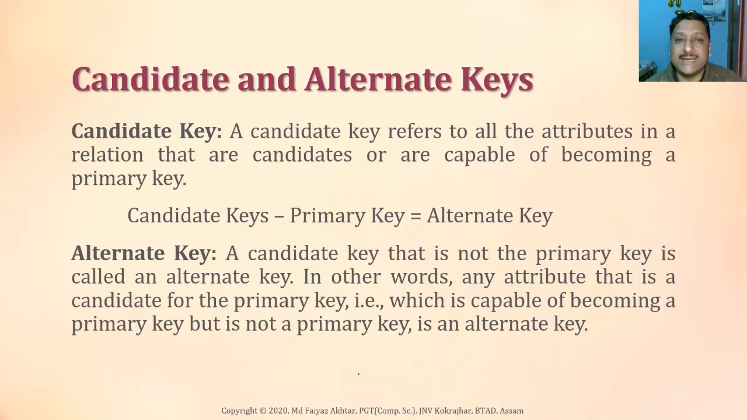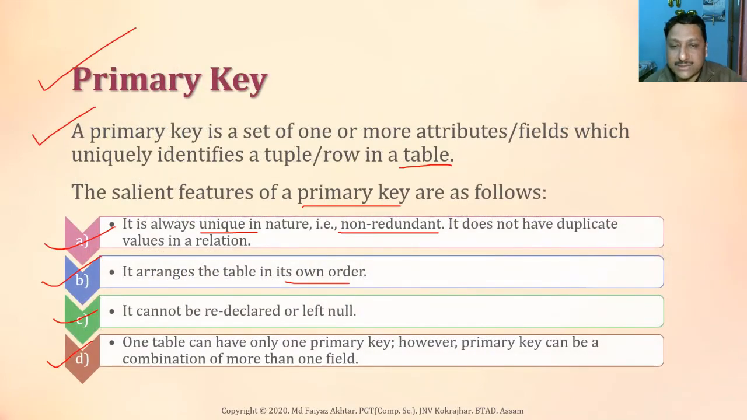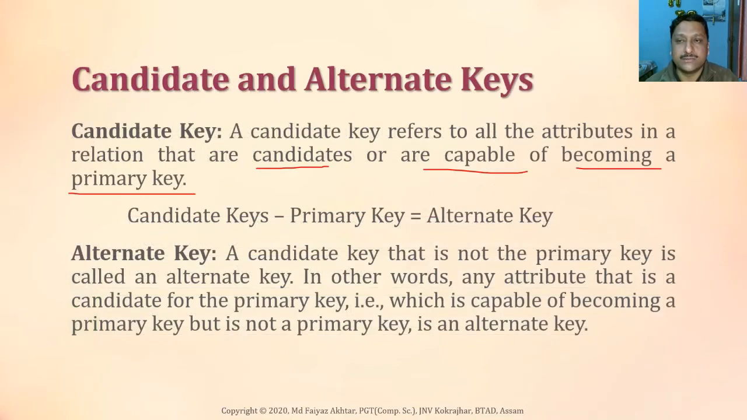Now candidate key and alternate key, what are those things? Candidate key. A candidate key refers to all the attributes in a relation that are capable of becoming a primary key. We have learned the features of a primary key, so accordingly, we can identify a number of attributes that may pass those characteristics. All the fields, all the attributes which can become a primary key are known as candidate keys.